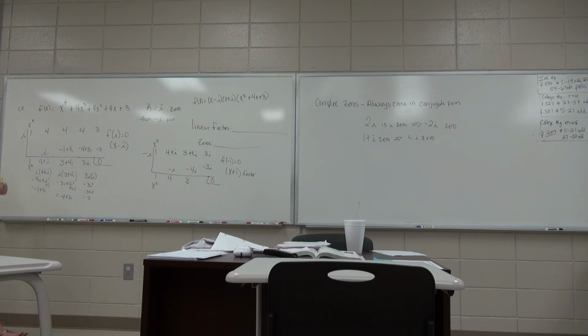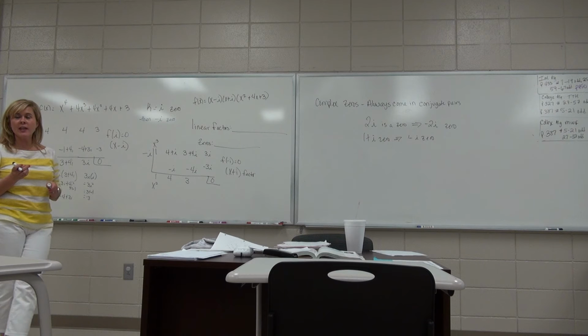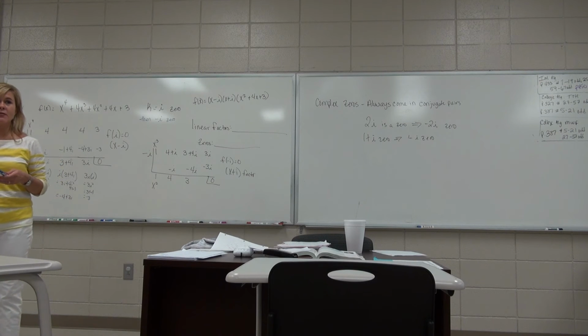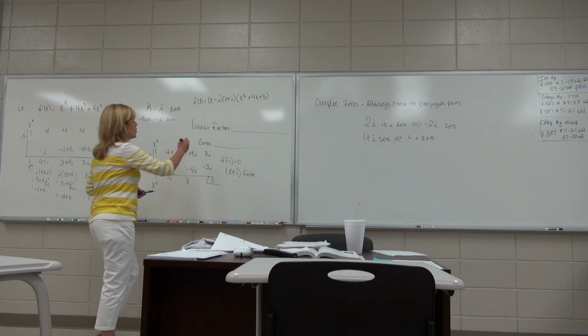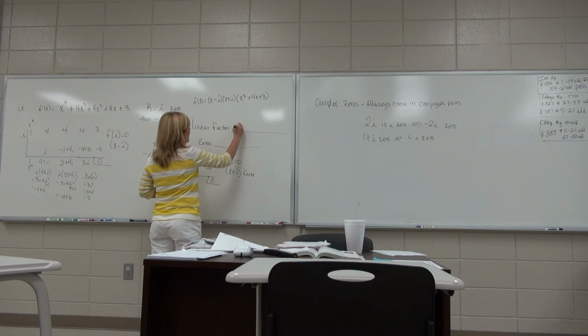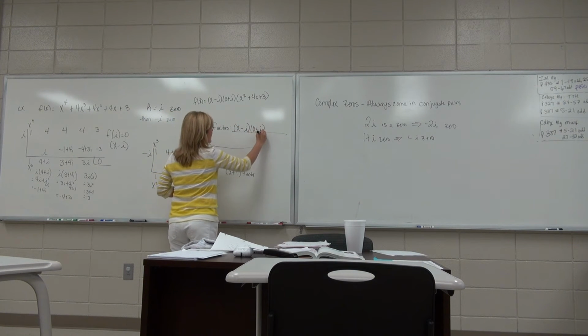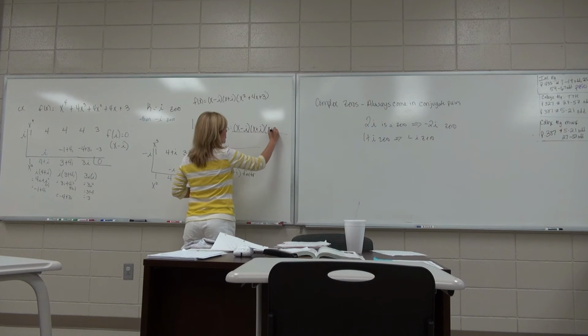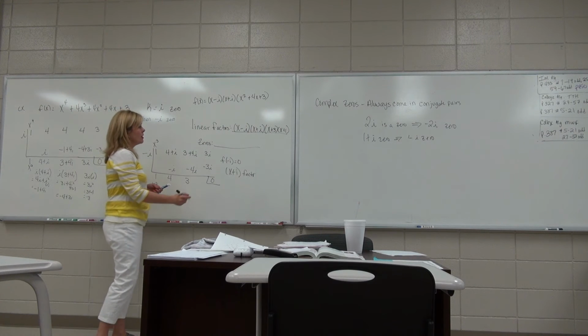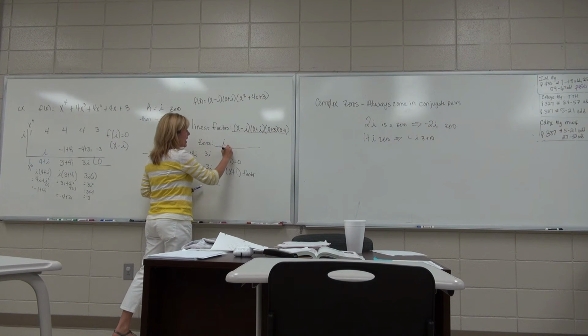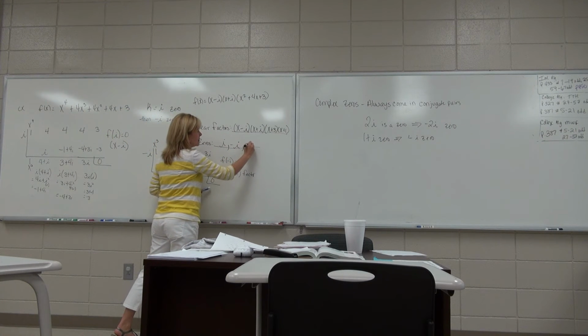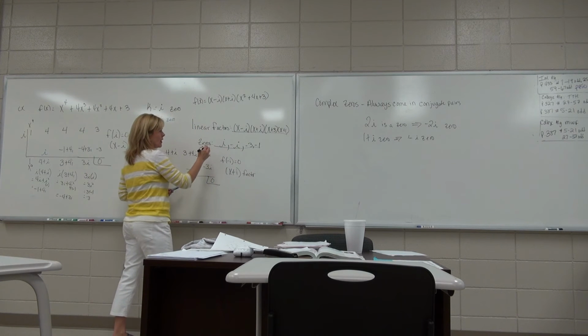Now, can I factor x squared plus 4x plus 3? Are there factors of 3 that when you add give you 4? 3 and 1. So I can write my linear factors as x minus i times x plus i times x plus 3 times x plus 1. So you see your zeros are i, negative i, negative 3, and negative 1.